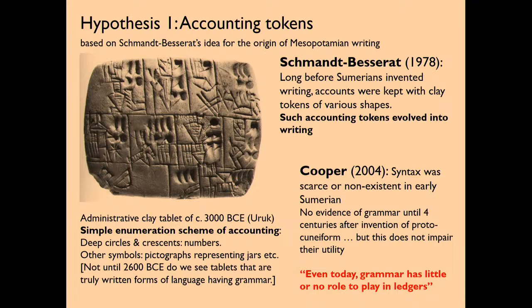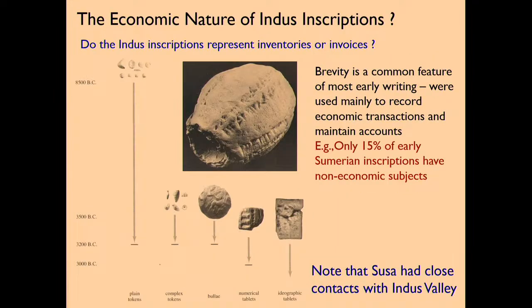And this is something that has been remarked on by others, that what we actually recognize as writing today has a lot of syntax. But syntax is almost non-existent in early Sumerian writing. In fact, there's no evidence of grammar until about a few centuries after the invention of proto-cuneiform. If you look at these administrative clay tablets, they're just a sequence, without any order, of several numbers. And as I already mentioned, even today, grammar has little or no role to play in ledgers.